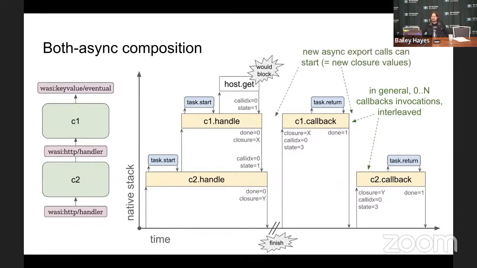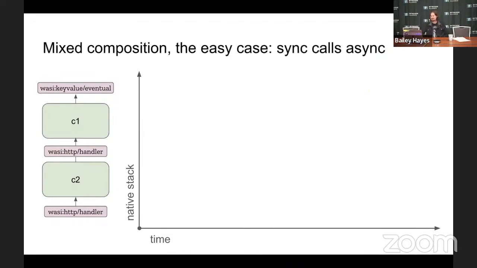And the other important thing is that C2, after it's made this first call into C1, can call again, right? C2 can make a new export call into C1 and do another concurrent handle, and it'll just be more callbacks with different closure values that are interleaved. So this is a very low-level ABI on which you could build Rust futures and JavaScript promises, etc. So that's, in some sense, the easy case when they're both async.